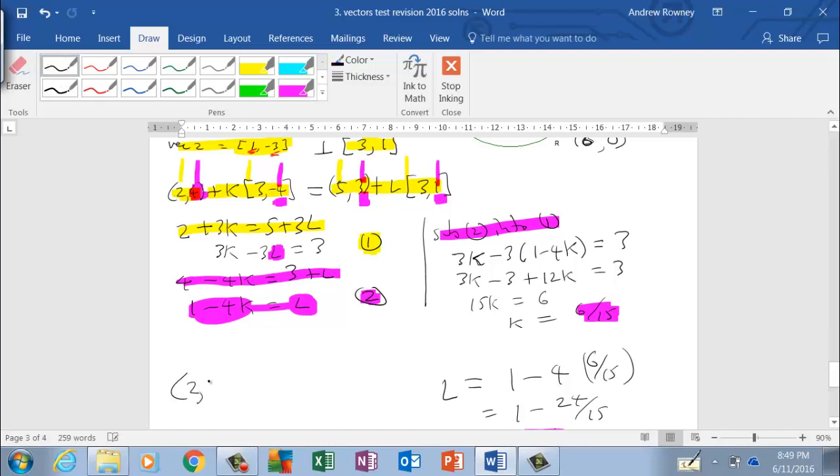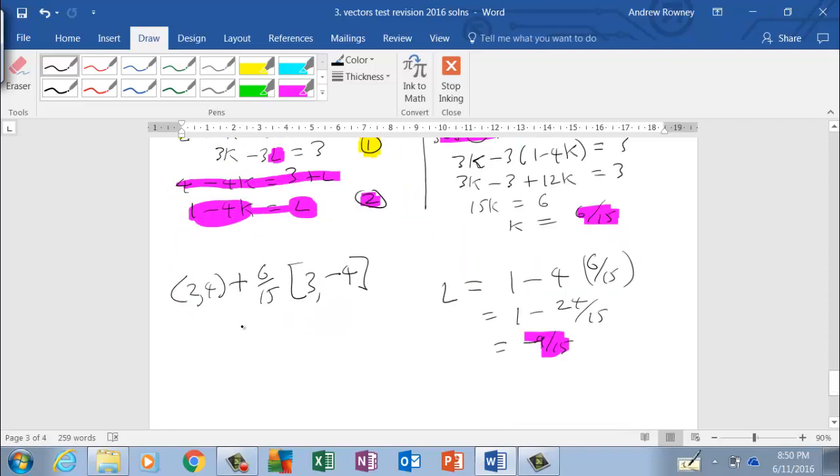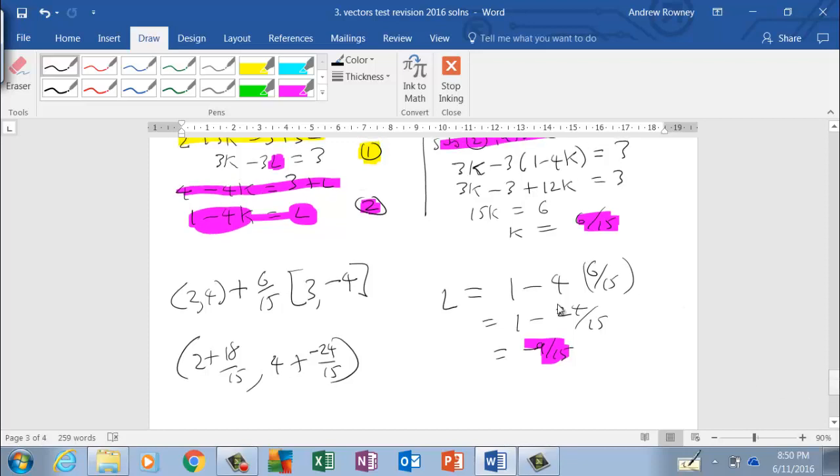So it's 2, 4 plus 6/15, that's the k value, of 3, -4. And if we do that, we'll actually get the centre. So it'll be 2 plus 18 on 15, you can work that on the calculator, and 4 plus -24 on 15. And so that's one way of working out the centre of the circle.